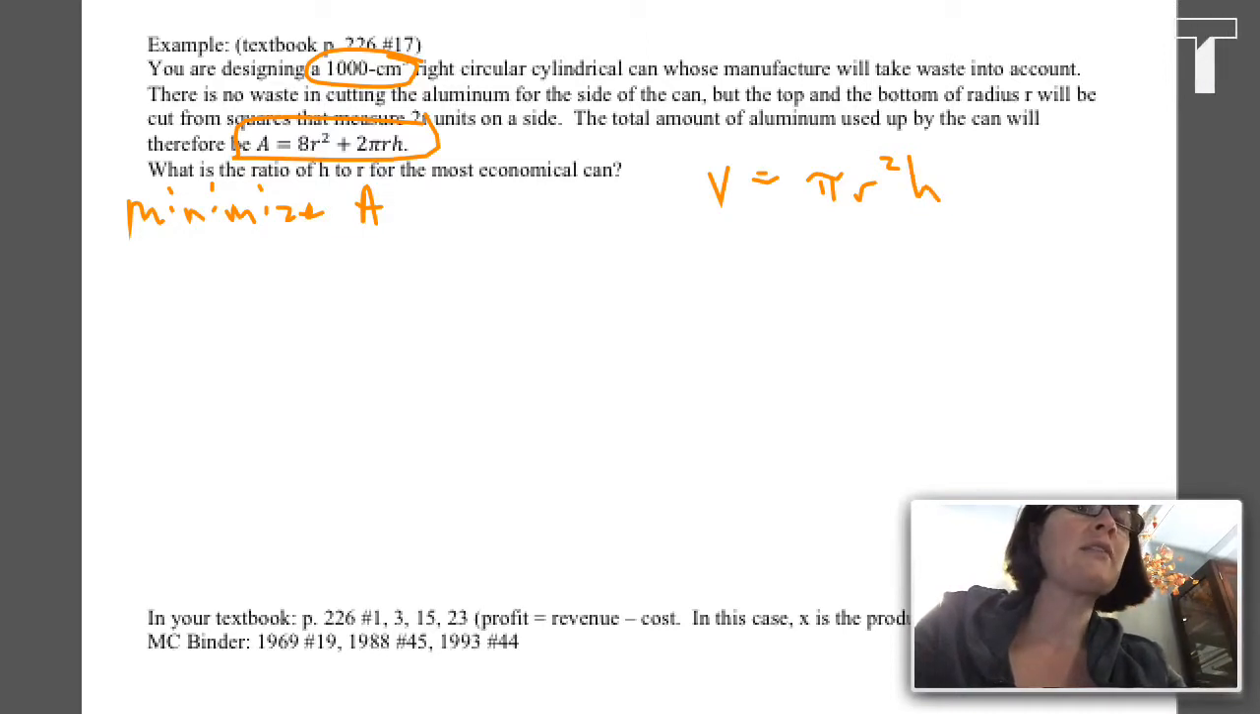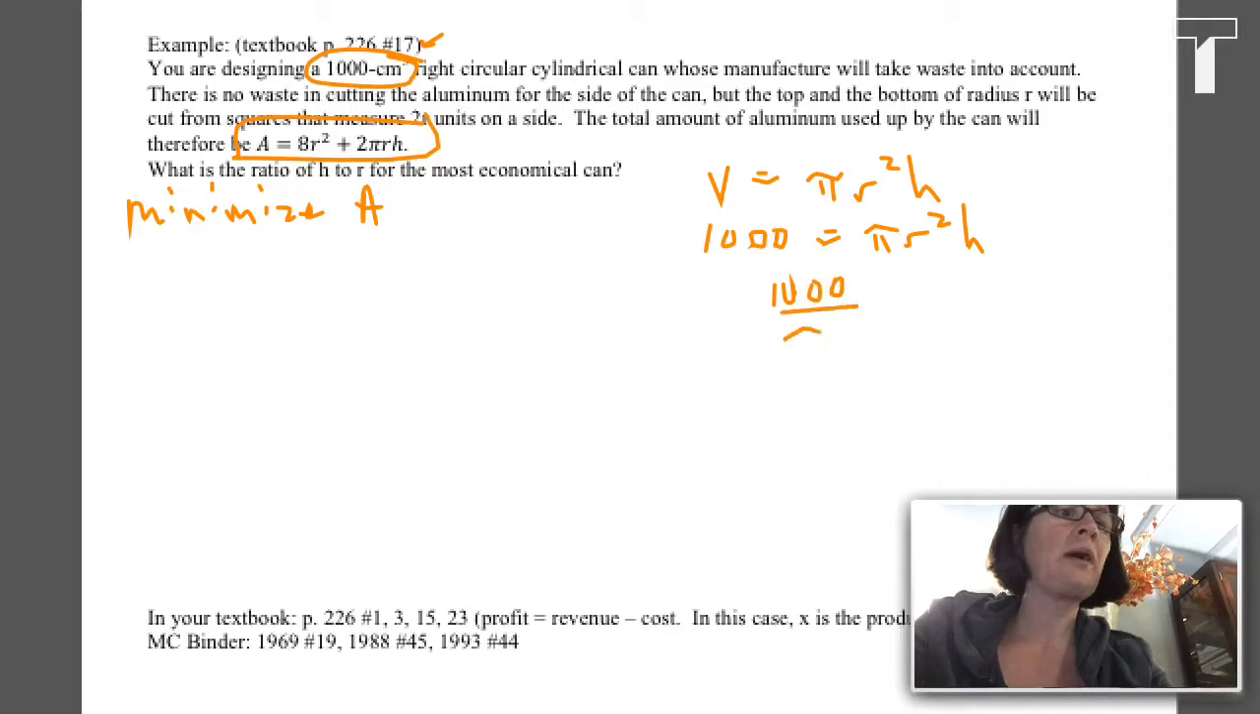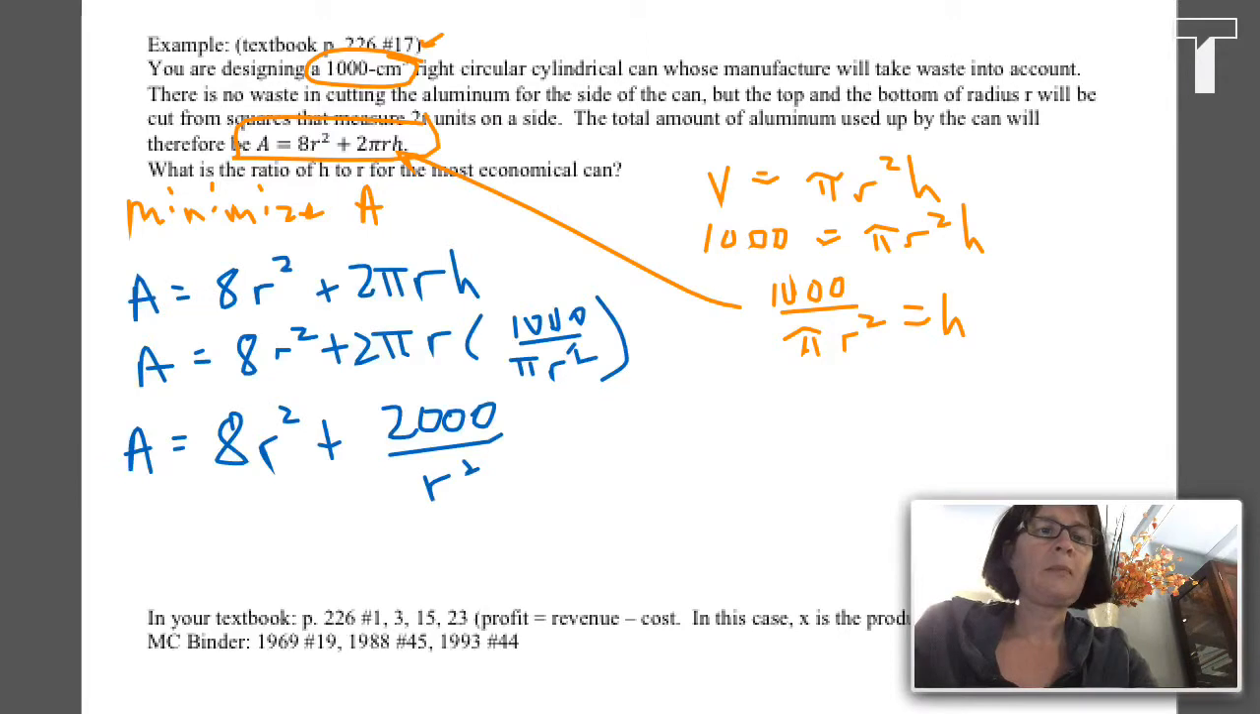And we've been told that the volume of this cylinder has to be 1,000. So we know 1,000 is pi r squared h. I can take that equation and solve it for h. So I get 1,000 over pi r squared equals h, and I'm going to make a substitution in of this value for h. So once I've made that substitution in, I've got a new expression for A, the value I'm trying to minimize, and I can proceed.